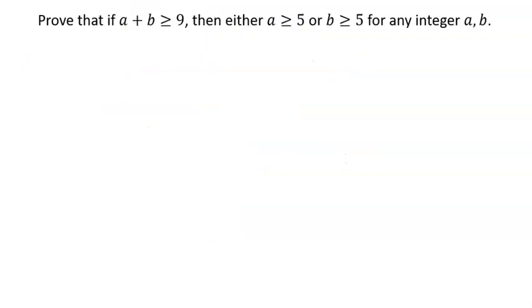Let's look at a slightly more complex one. So this one here says, prove that if a plus b is greater than or equal to 9, then either a is greater than or equal to 5, or b is greater than or equal to 5 for any integer a or b. So the first thing we're going to look to do is build up a contrapositive statement and see how we would look at it from that perspective.